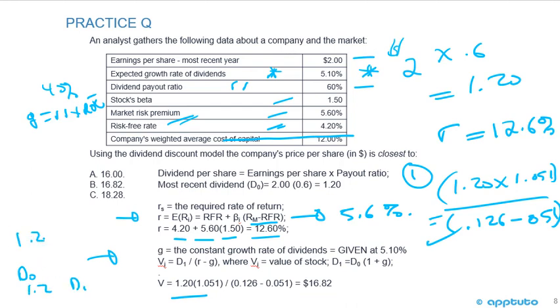So it's $1.20 times 1.051, the growth rate, okay? And divided by R minus G. R we calculated using the CAPM, and G has been given to us. And anyhow, when you work through the math, it's going to give us 16.82. The correct answer is B.